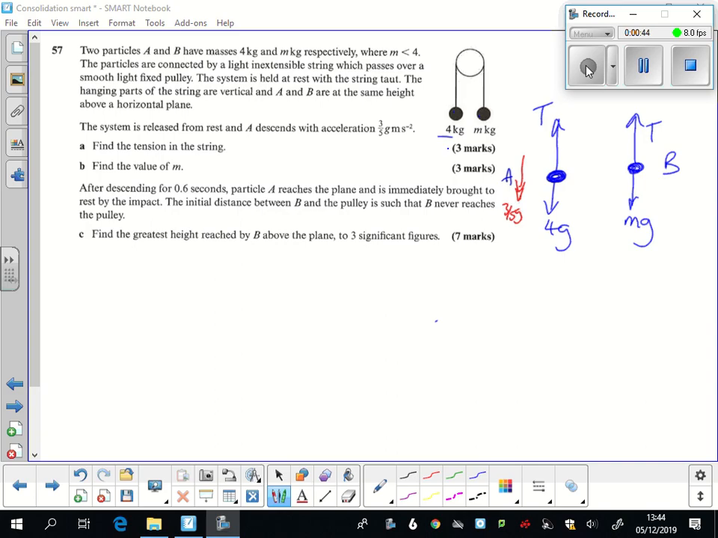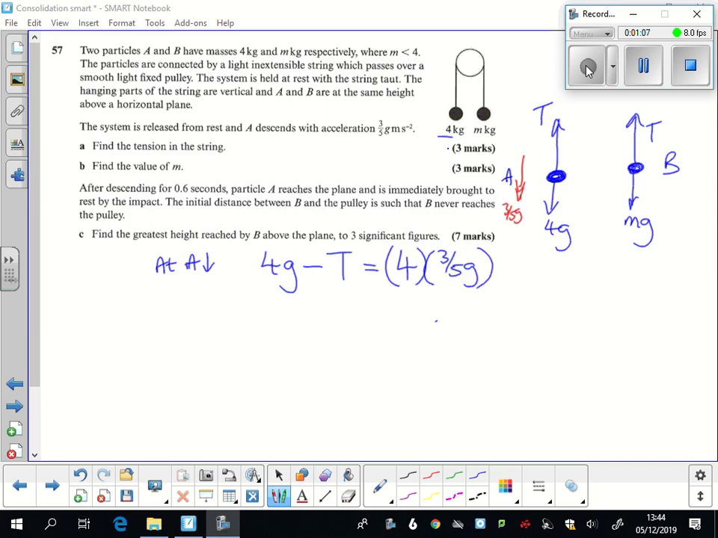So let's look at A to start with. At A, what forces are pulling it down? It is going down, so let's see what's taking it downwards. So you've got 4g taking it down, minus the tension that's stopping it going down, and that equals its mass times by the acceleration.